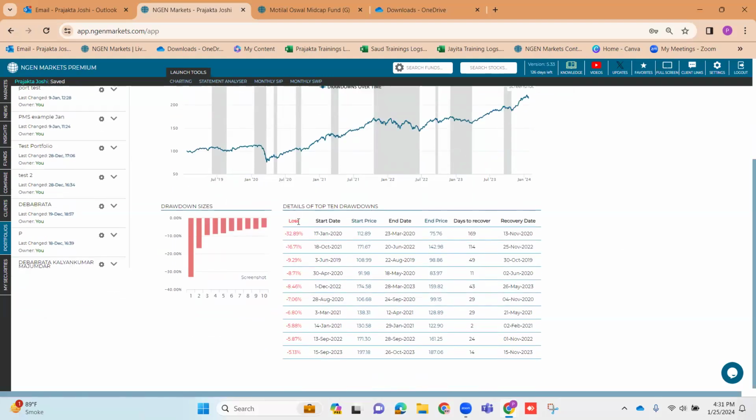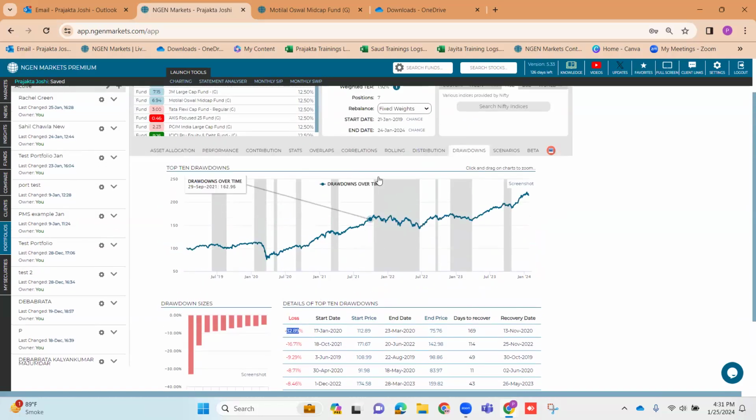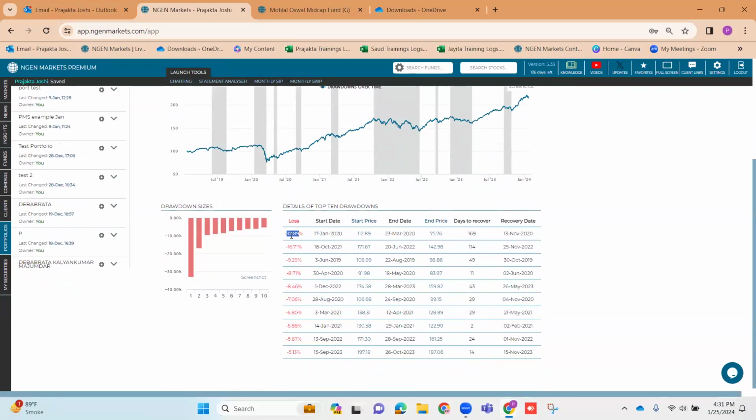So first of all, the table that you see here lists the top 10 drawdowns in terms of their magnitudes, right? So the worst loss that this portfolio ever experienced in this 5-year period that we are analyzing, from 2019 to 2024, is a loss of 32% magnitude, right? When did this happen?